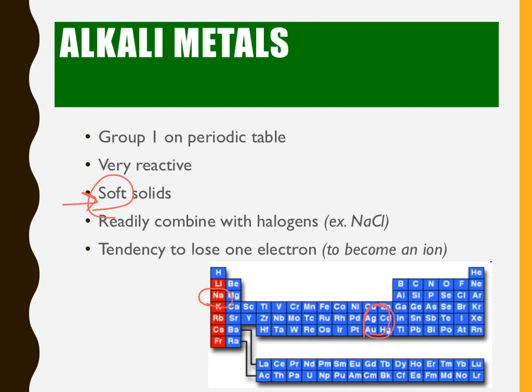Group 1 has 1 valence electron and the halogens have 7. So this idea that they combine readily, the alkali metals with the halogens, is kind of what we're going to get into with bonding. The ideal number would be 8 valence electrons. Since they only have 1 valence electron, they also very easily form ions by losing 1 electron.